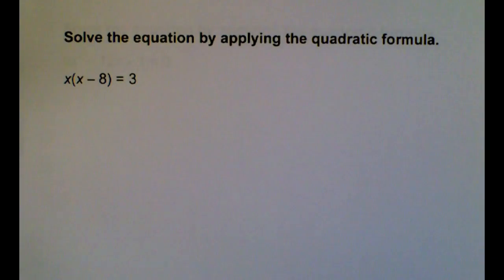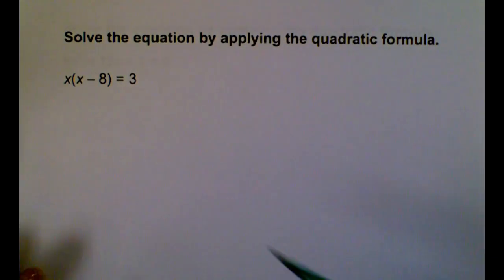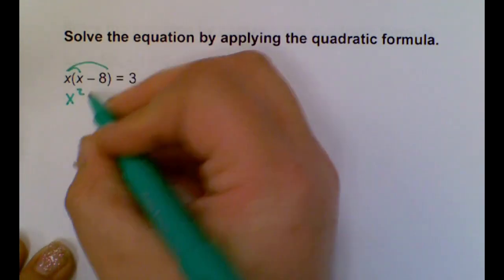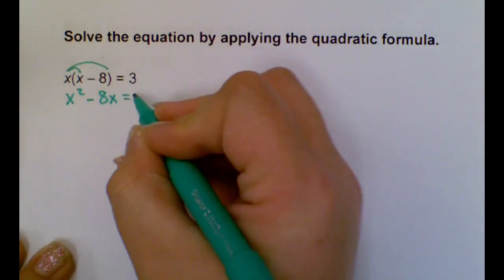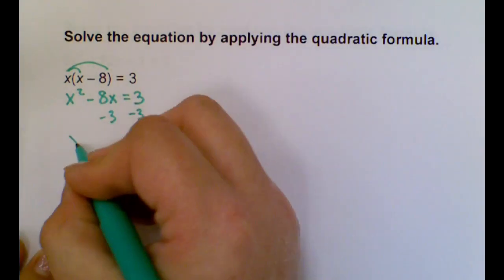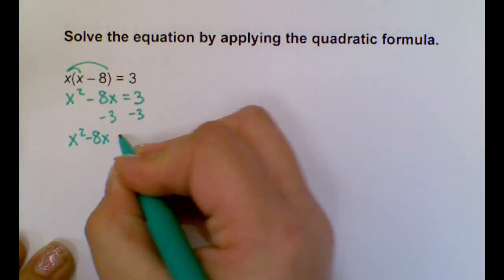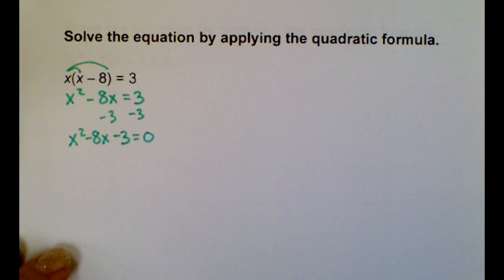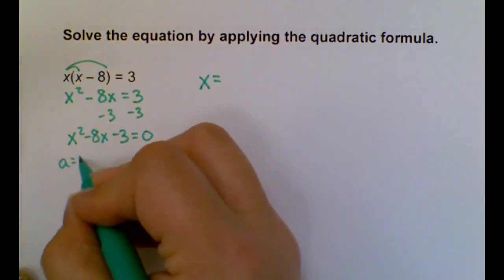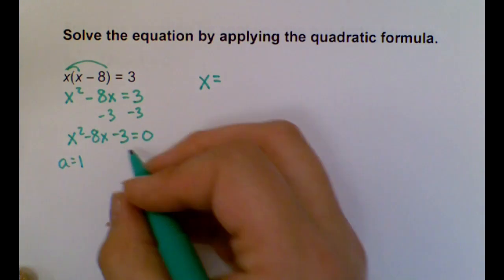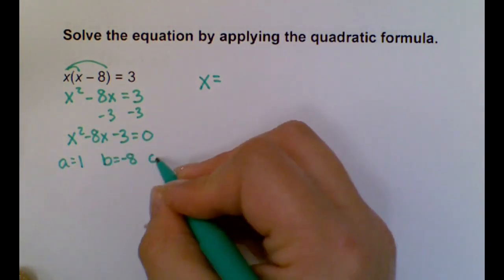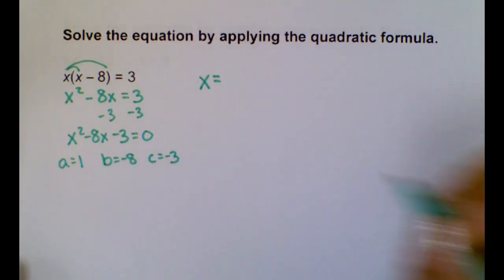So let's use the quadratic formula. Well, it's got to be equal to 0, and I have to not have parentheses, so I need to distribute. X times x is x squared. X times negative 8 is negative 8x equals 3. Still not equal to 0. Subtract that 3 over. We get x squared minus 8x minus 3 equals 0. Now I can go into the quadratic formula. Our a value is 1, because there's nothing in front of x squared. Our b value is negative 8, because it's the coefficient on the x, and our c value is negative 3 because it's our constant.